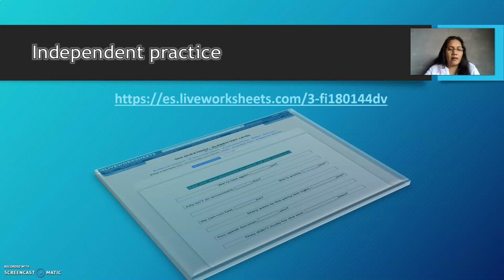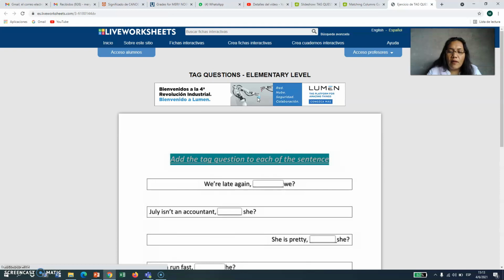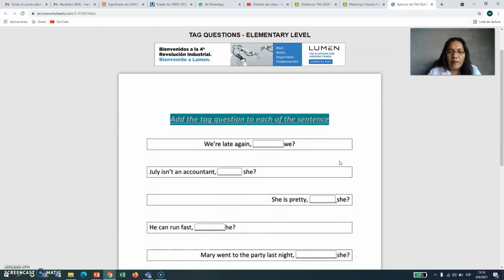Independent practice. The last activity has been planned for solo work. Students will have to do a fill in the gap activity completing the tag questions. The students need to recognize the verb and tense, using the process with each exercise.